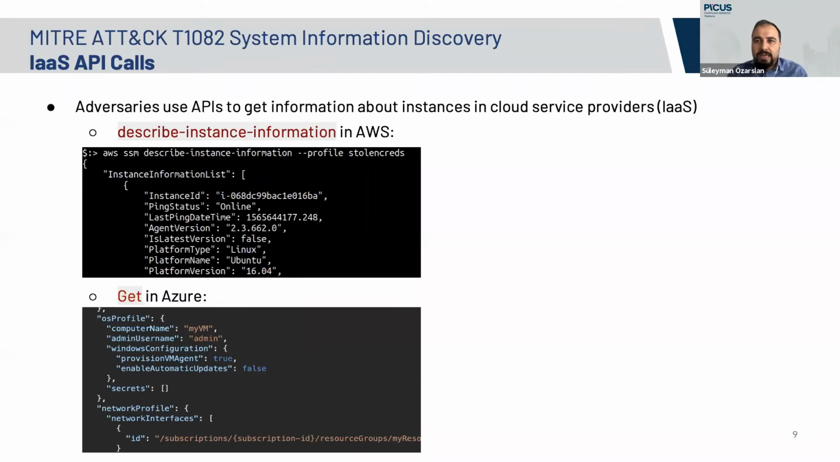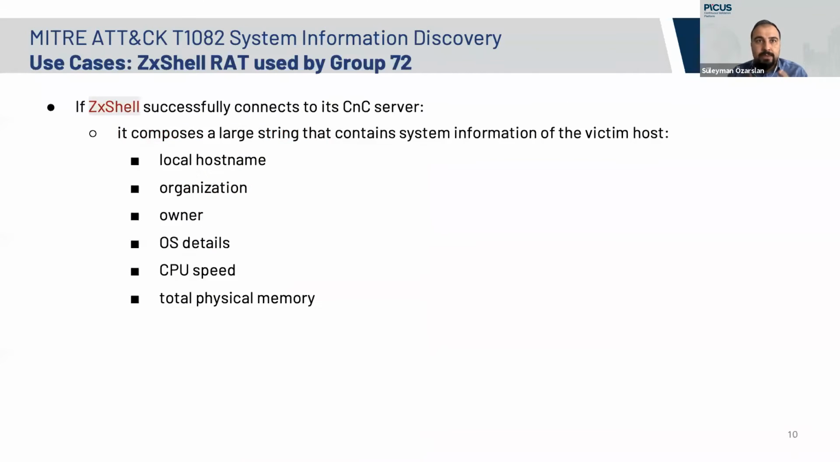In this part of the webinar, I want to talk about use cases. And I want to start with a remote access Trojan, ZX-Shell. After connecting to its command and control servers, ZX-Shell generates a large string that includes system information, such as localhost name, organization, owner, and operating system details, and also CPU speed and total physical memory. So, Erdal, what are your opinions? Why does a remote access Trojan use this information? How do they use it to plan the next steps of their attacks?